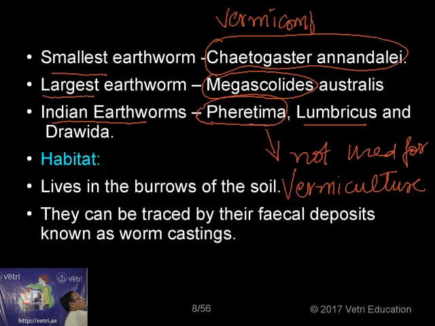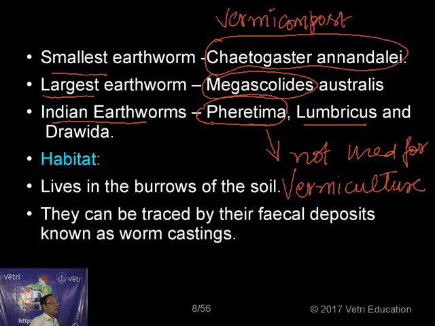Vermicompost is the organic manure obtained through earthworm culture. That is called vermiculture, and the compost, that is the manure, obtained is called vermicompost. So Pheretima is not used for vermiculture. That's a question, remember that one. Which one of the following earthworms is not used for vermiculture? Pheretima. Among the Indian species we have Pheretima, Lumbricus and Dravida. Others are used, but this one is not used for vermiculture.